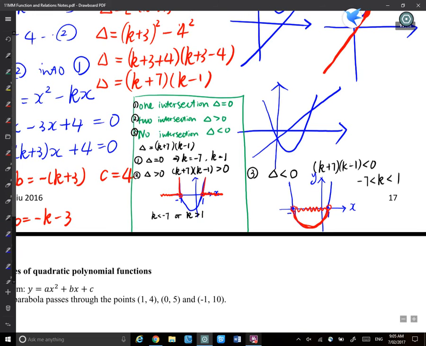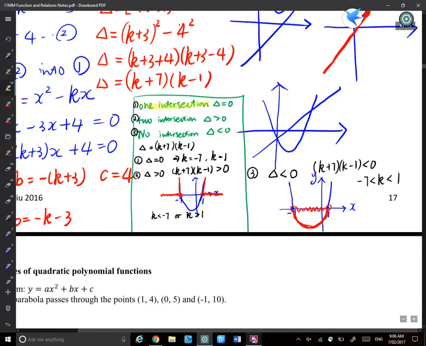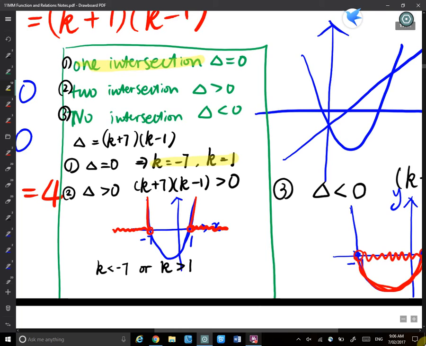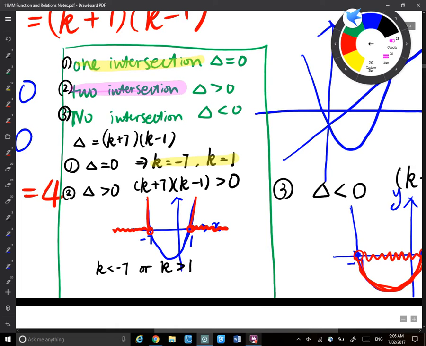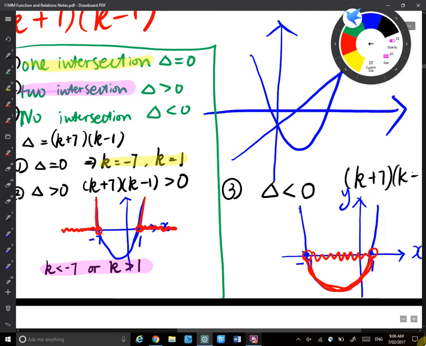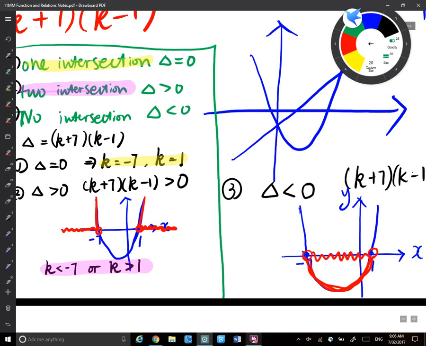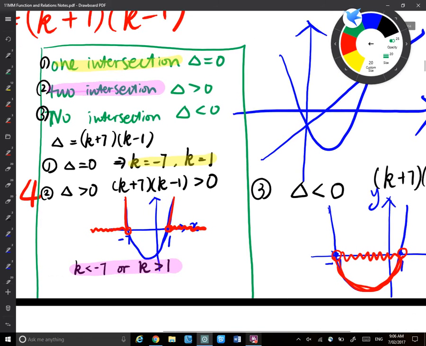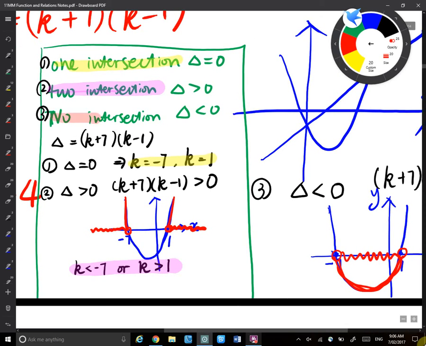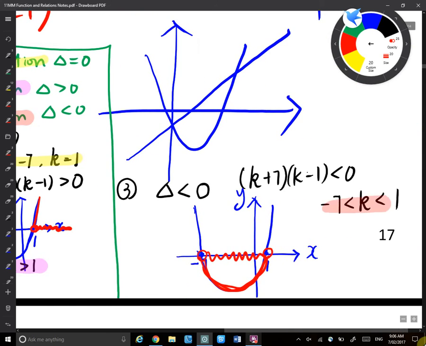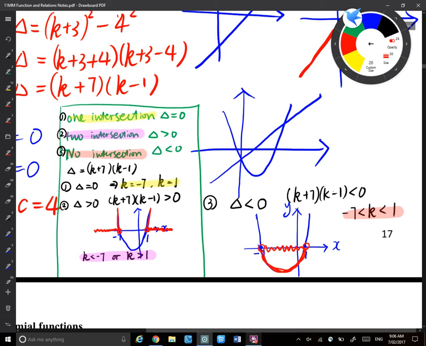So your final answer should be: if it's one intersection, you will have k equals negative 7 or k equals 1. If you have two intersections, you will have k smaller than -7 or k greater than 1. And if you have no intersections, you need to have k in between -7 and 1. That's the three cases.